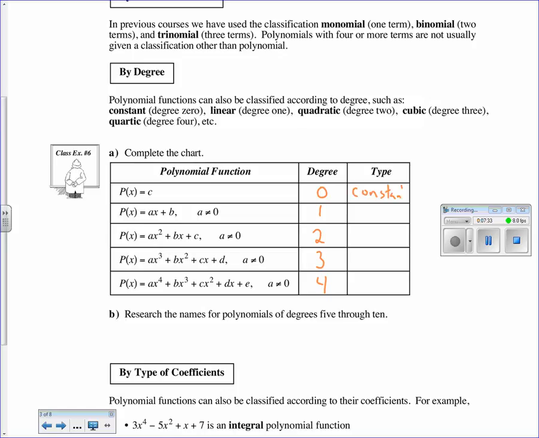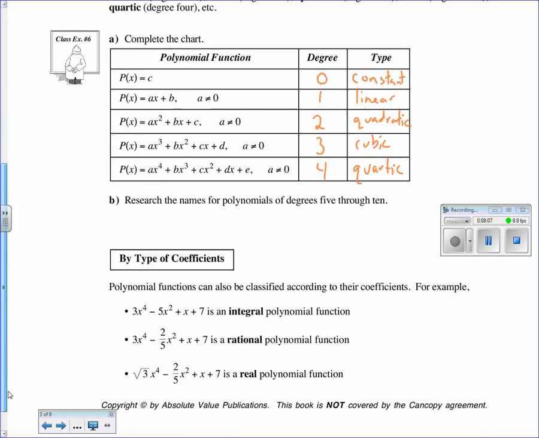Degree 2 is called a quadratic. Degree 3 is called a cubic. And degree 4 is called a quartic. There is language for 5 through 10, just like there's language for counting carbons in chemistry, but we don't usually have to worry about those.